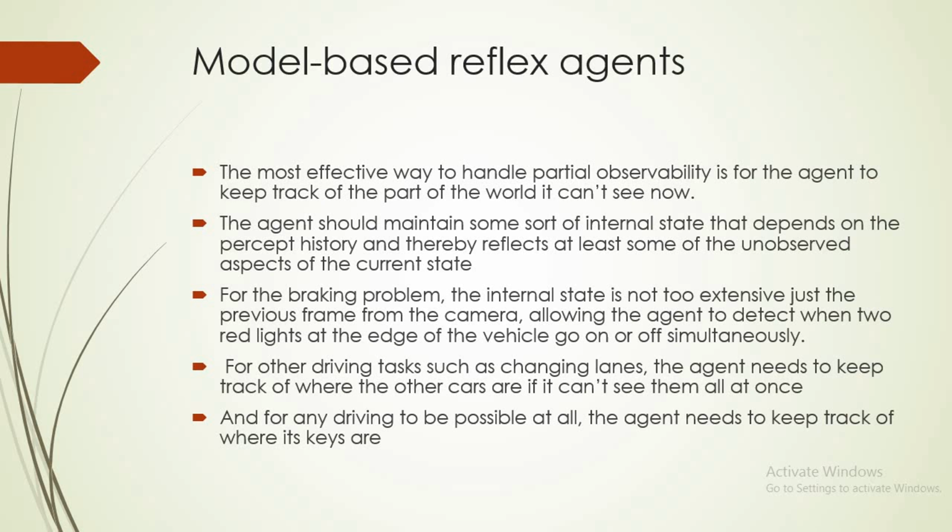But there are other driving tasks, such as changing lanes. The agent needs to keep track of where other cars are. If it can't see the other cars, it needs some sensing equipment too, so that it knows where the front, behind and side cars are. And to be able to start driving the car, the agent needs to keep track of where the keys are.